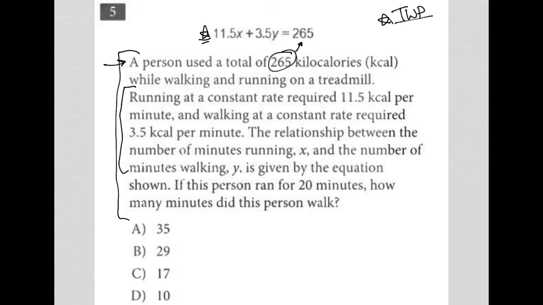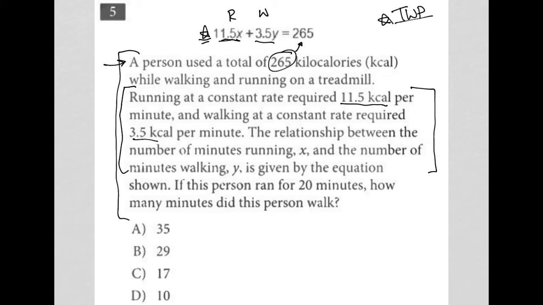Running at a constant rate required 11.5. There we go. So this X must be for running. 11.5 kilocalories per minute, and walking at a constant rate required 3.5. Okay, so I was right. So this is just a description of the equation. So X is for running, Y is for walking. We have our total calories at 265.